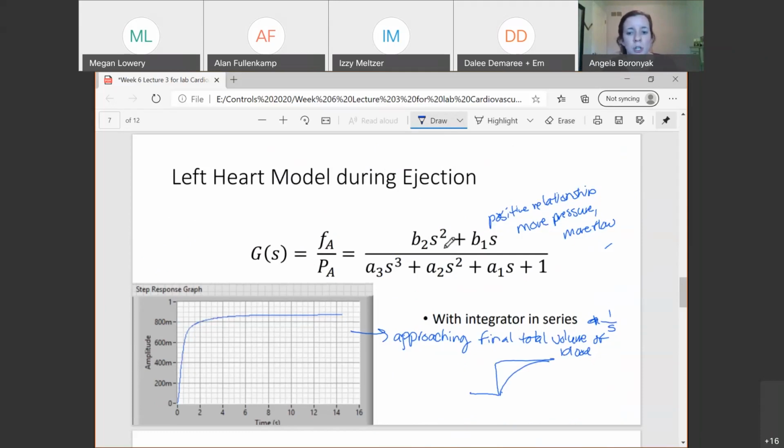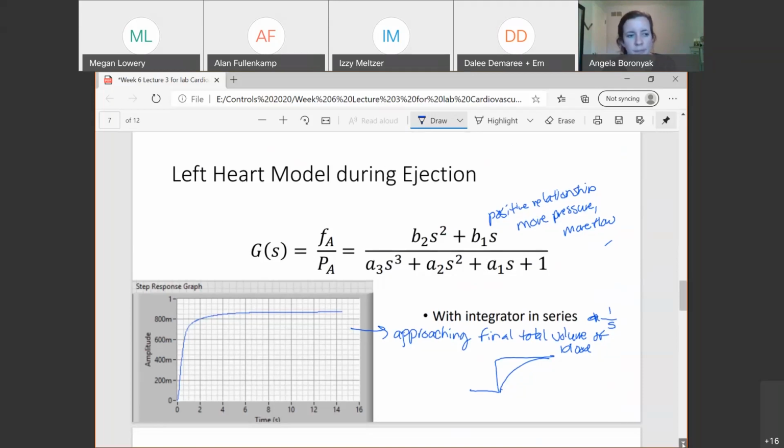But for this transfer function, I note my coefficients here are all positive. That's because I have a positive relationship: the more pressure in my aorta, the more flow I'm going to get out of it. So this transfer function should be positive for me. That's the most you need to explain for it.